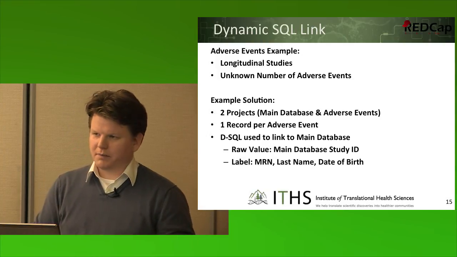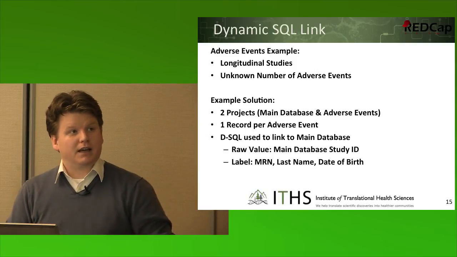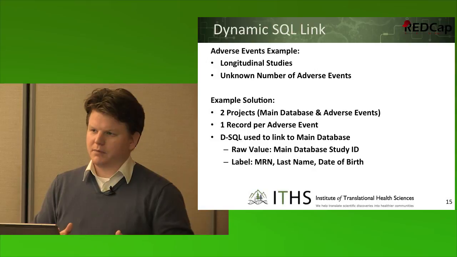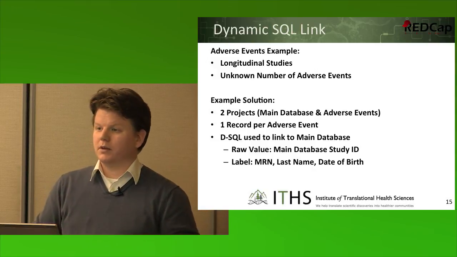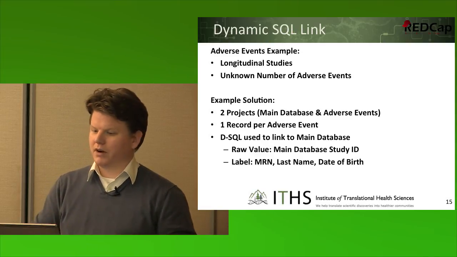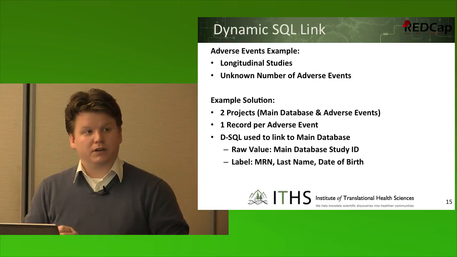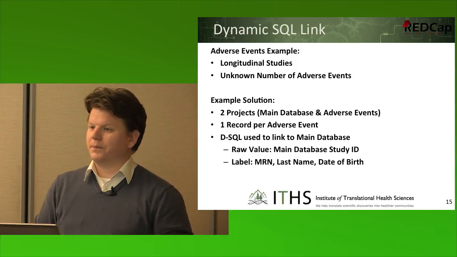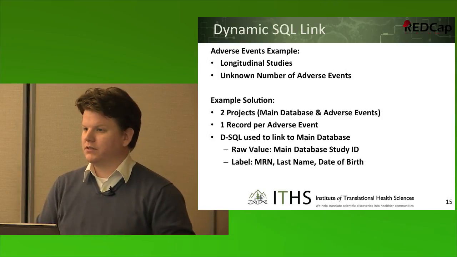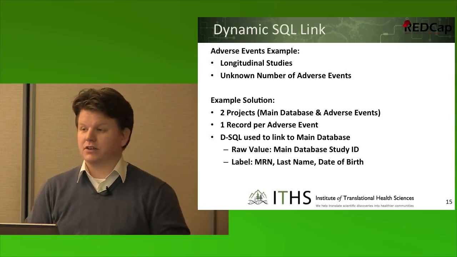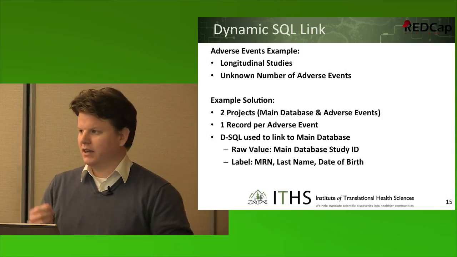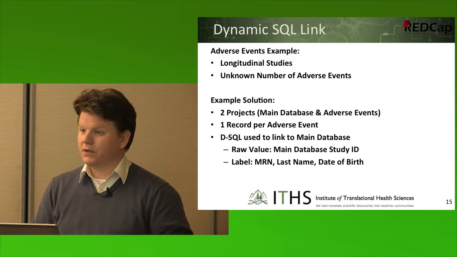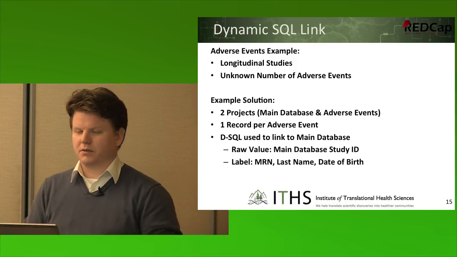So an example of using the dynamic SQL link to get around that is to have 2 projects: a main database where you collect all your other data, and a specific database for adverse events. In the adverse event database, you just have 1 record per adverse event, not per patient. Then you use the dynamic SQL field to link to the main database and generate a drop-down saying, okay, you just entered this adverse event. Who does it belong to? That list gets automatically expanded or contracted based on whether you add or delete records in the main study database. So let's say you have 20 people in your main study database, you enter number 21, and this field will automatically populate a 21st option for you. So that's kind of handy, so you don't have to recode it every single time you add somebody new.